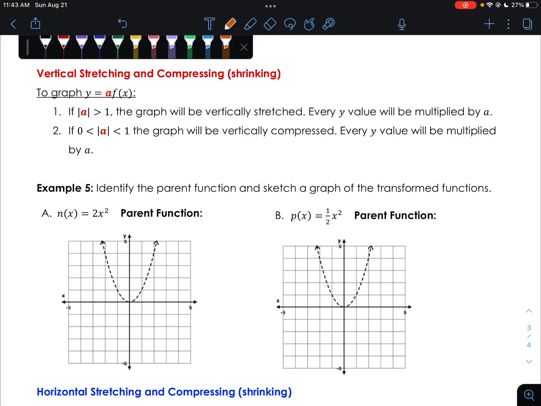Hi everyone, welcome back to part 2 of transformations of functions. So we're going to start off by talking about vertical stretching and compressing, also known as shrinking.